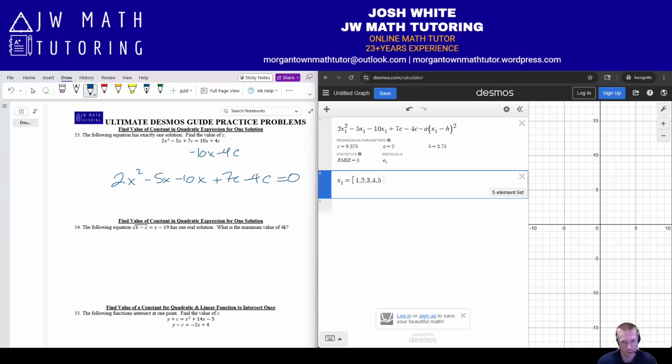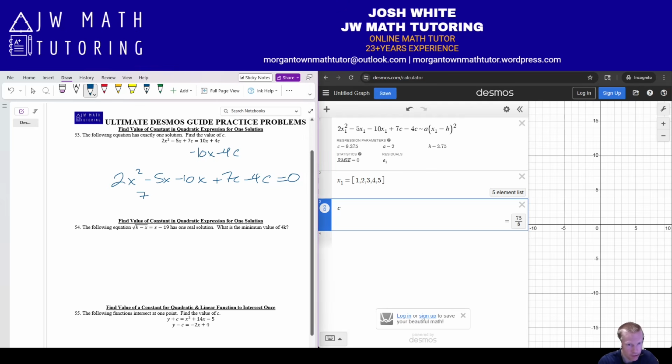Okay, and notice once I get a couple values in there, now it does give me essentially the correct values for A and for C and for H. So C is going to be 9.375, or as a fraction, it's 75 over 8. So the correct answer for this problem is either 75 over 8 or 9.375.